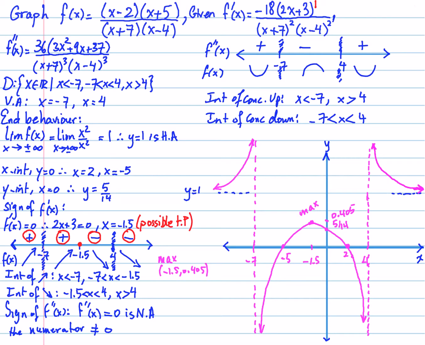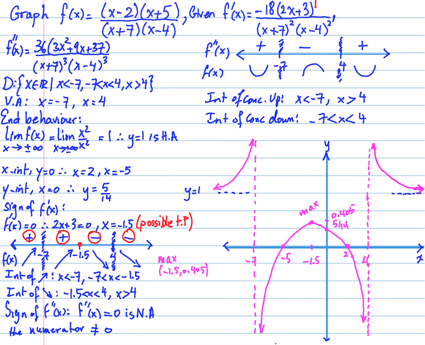But in this case, f double prime of x can never be 0. The numerator, 36, definitely cannot be 0, but 3x squared plus 9x plus 37 is a quadratic function that has no roots in set R. Therefore, since its leading coefficient is positive, it's entirely above the x-axis and therefore always positive.